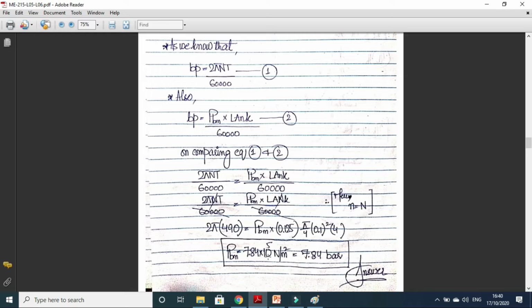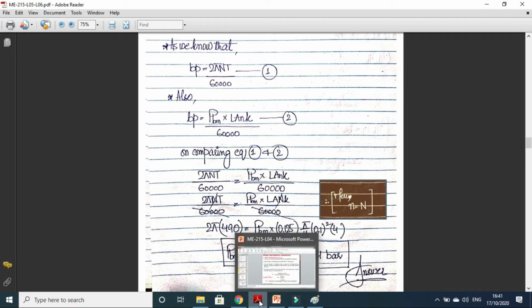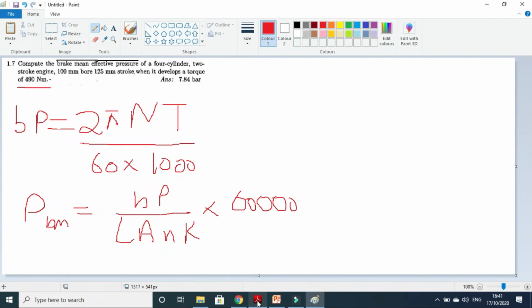And this is 10 to the power 5, and 10 to the power 5 is actually bar. And here we have used n is equal to capital N. This is a very important thing. We use it when we have a two-stroke engine, because in a two-stroke engine the number of power strokes is equal to the rotational speed of the engine, that is the RPM of the crankshaft. Okay, now let's move forward.